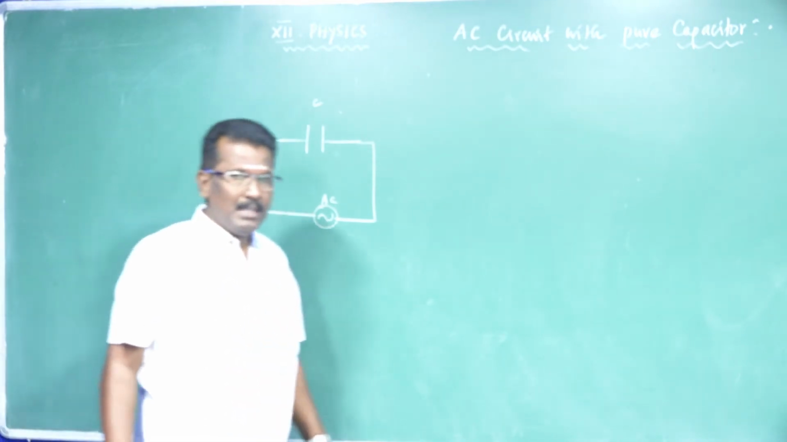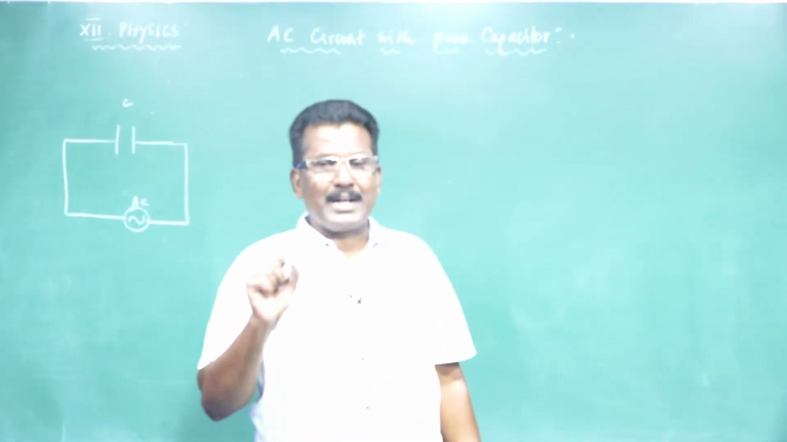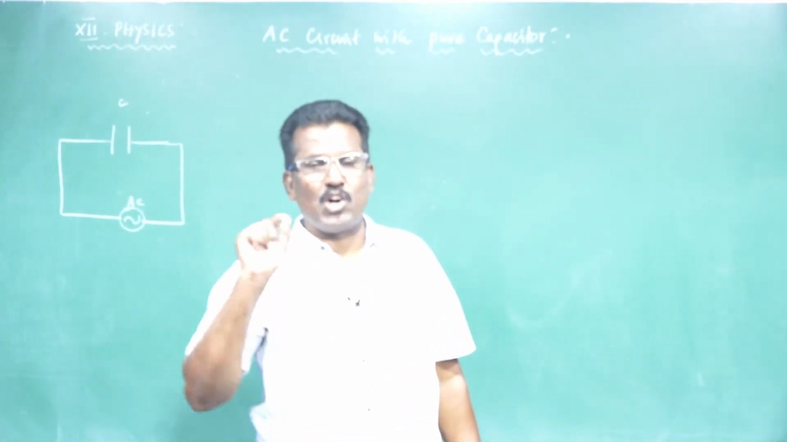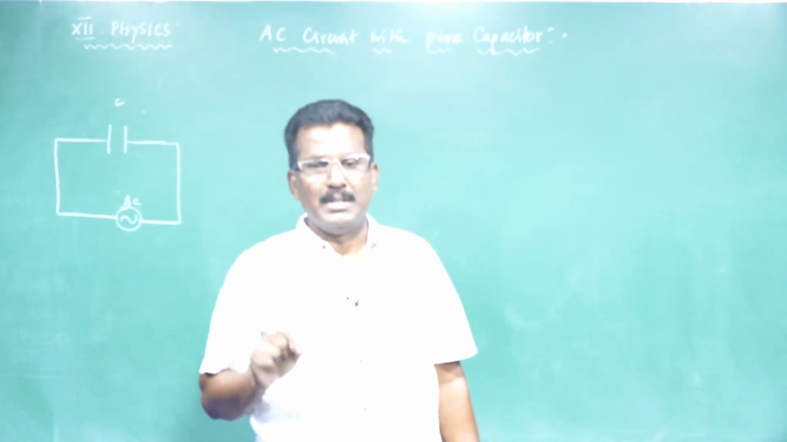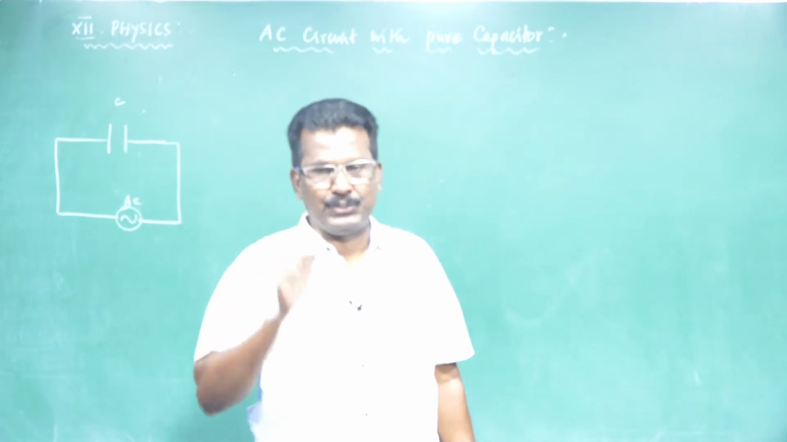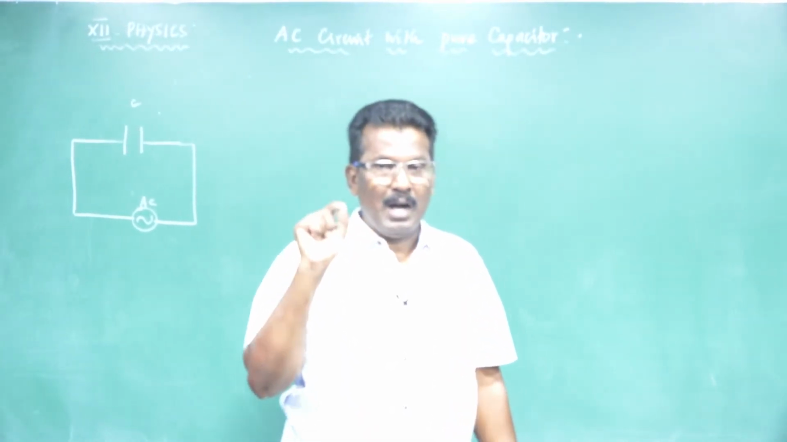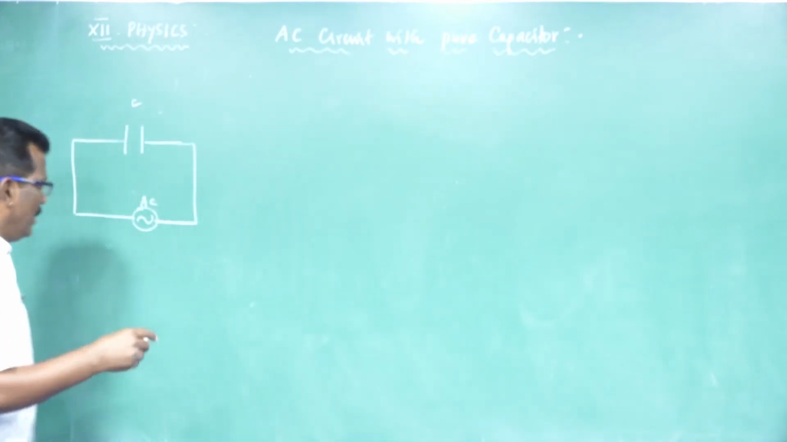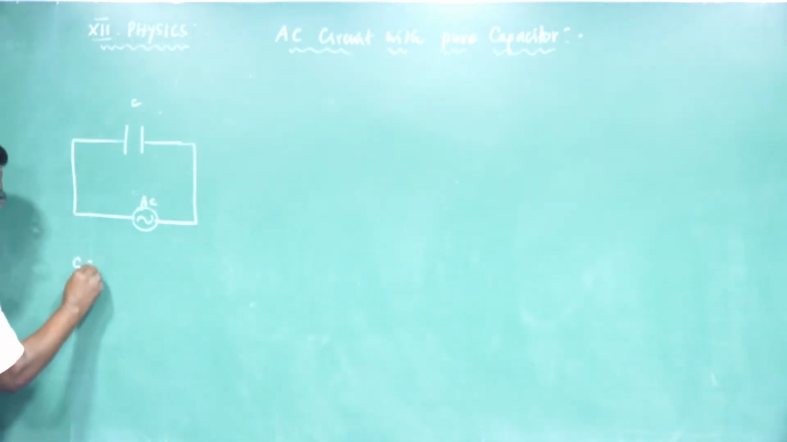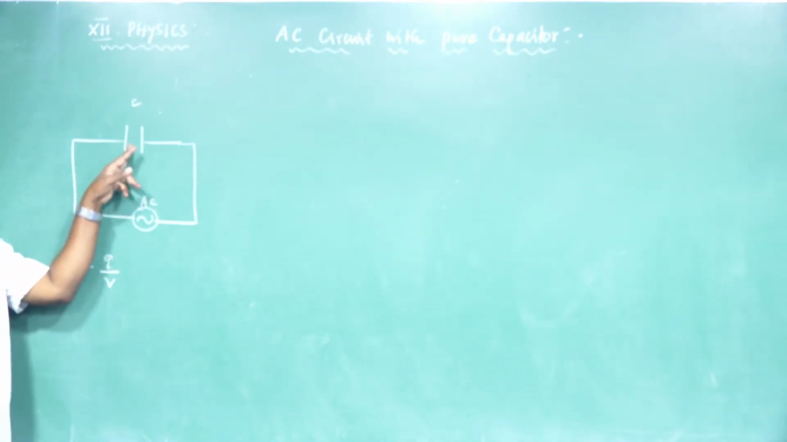We know that, as a characteristic of the capacitor, when current passes through the capacitor, charge accumulates on the plates. When the charge accumulates on the plates, potential develops across the plates. According to this characteristic, C is equal to Q by V, where C is the capacitance of the capacitor.